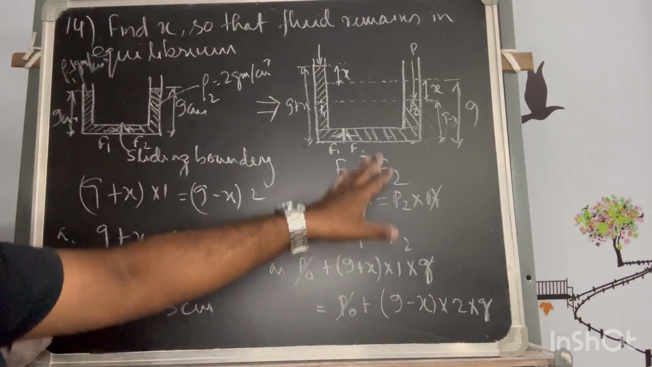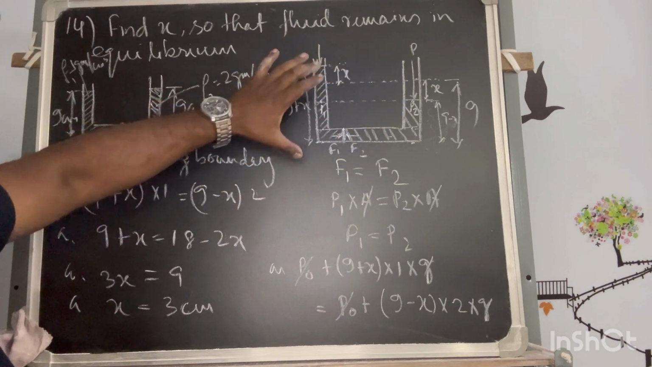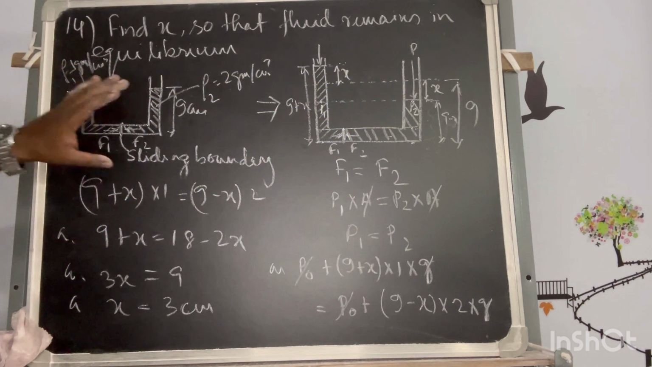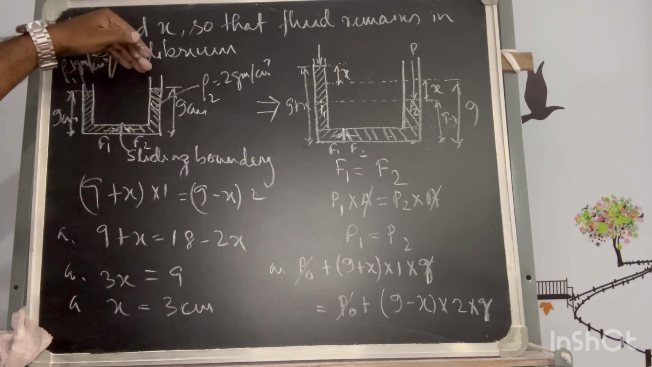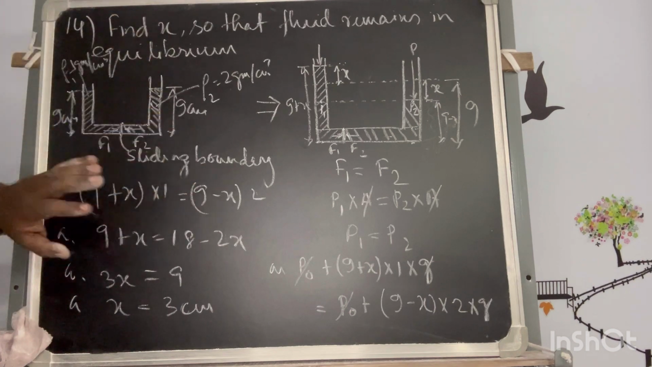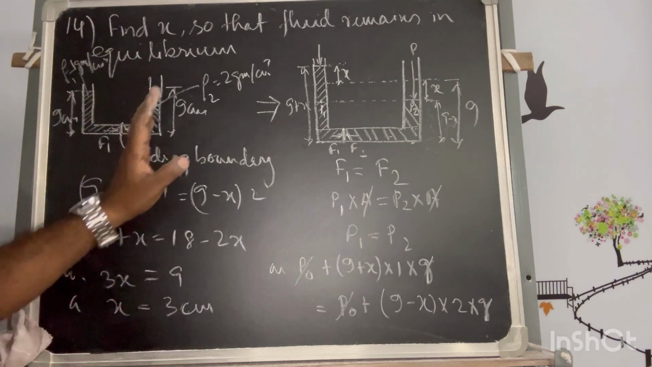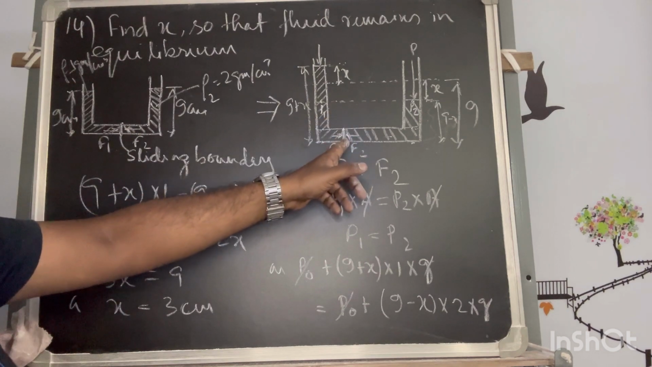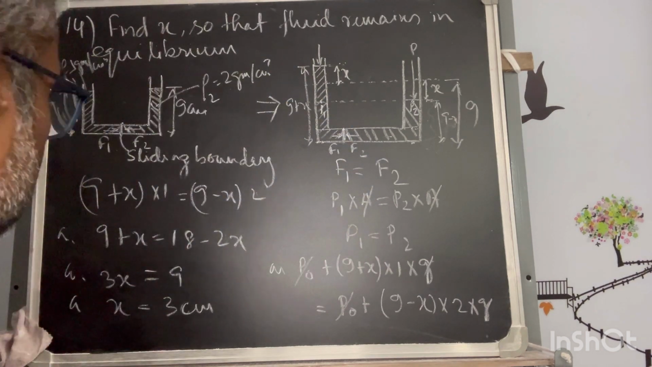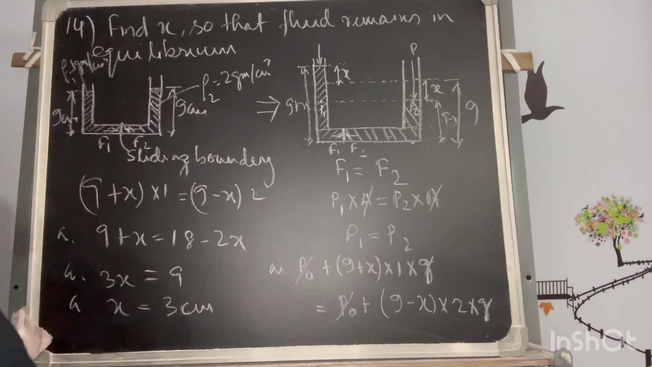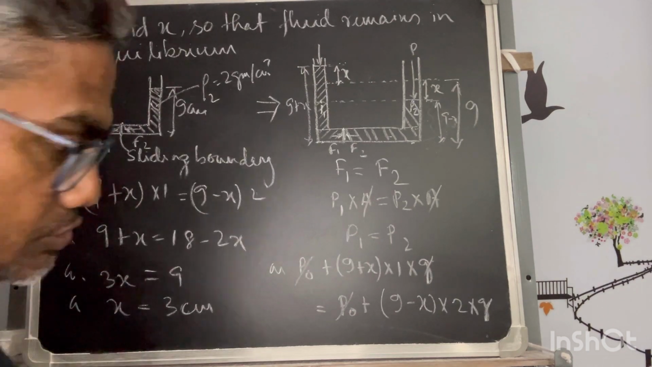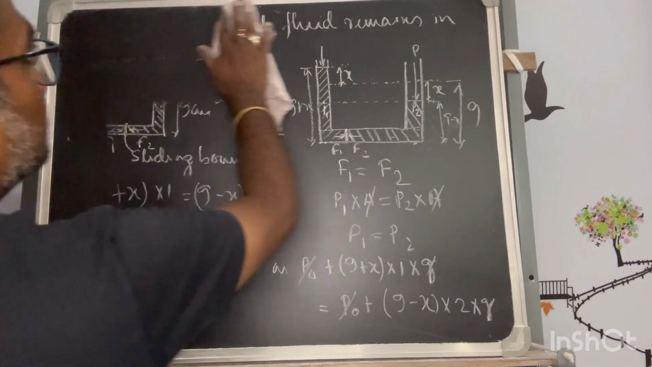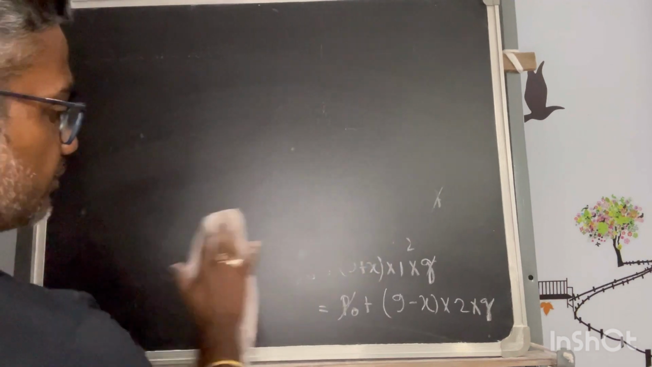Rather, you can understand this is very easy to answer because these are incompressible fluids. Whatever height the other fluid gains, it will sacrifice the same height down and it will be stable. So in the stability condition, the pressure at the lowest point will be the same, as the sliding boundary is in stable condition. So I move on to the next problem, problem number 15.